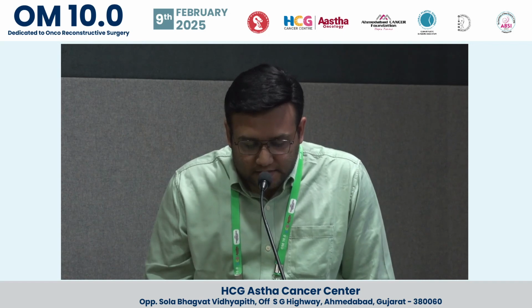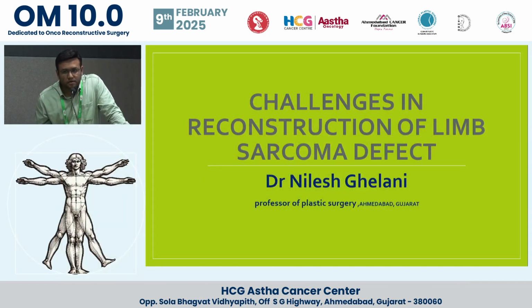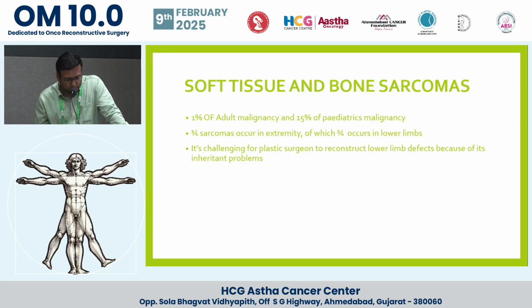So, challenges in reconstruction of the limb sarcoma defect. Mostly it is on the algorithm we can follow. Soft tissue and bone sarcomas include 1% of the adult malignancies and 15% of the pediatric malignancies. Three-fourths of the sarcomas occur in the extremity, and out of which three-fourths occur in the lower limbs. So it's challenging for plastic surgeons to reconstruct lower limb defects because of their inherent problems.